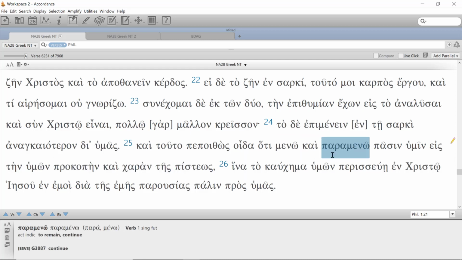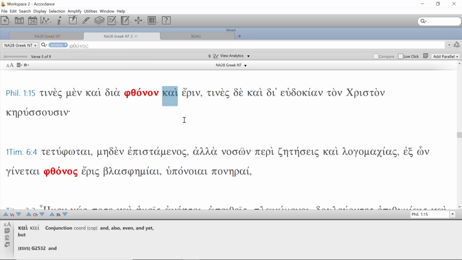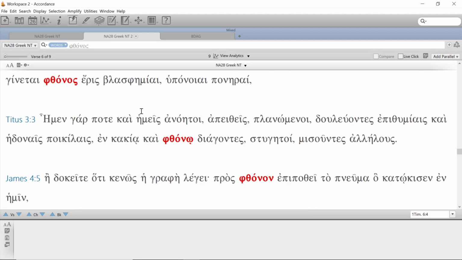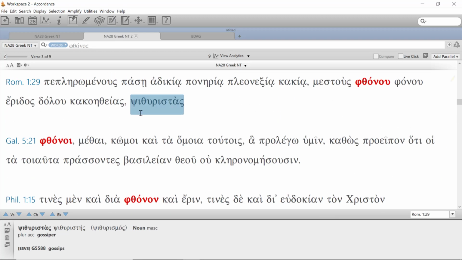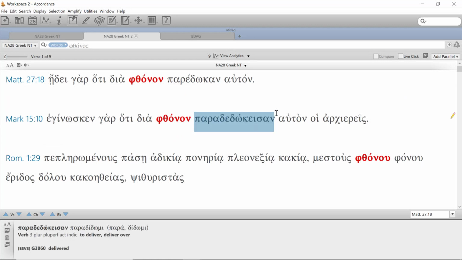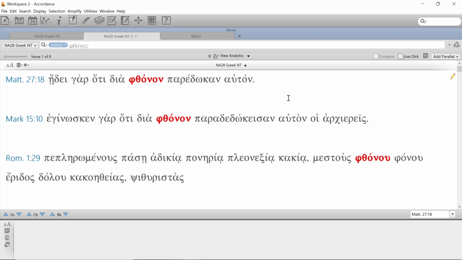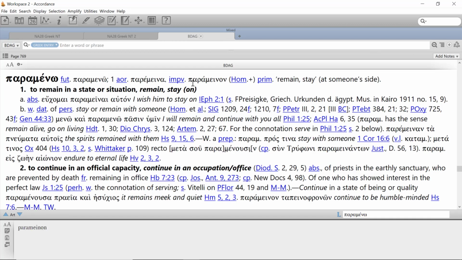This is another instance where it might be helpful to either do a word search like we did with phronein, the kind of search I did here, just searching for the word as it occurs in the New Testament. If you don't have a program like Accordance, you can order, I think through Amazon, an Englishman's Greek Concordance, which will do the same thing for you. Of course, a Bible program is a little faster and it gives you other capabilities which are very handy. But here what I've done is I've looked up in BDAG, parameno. And here it's defined as to remain in a state or situation, or to continue in an official capacity, continue in an occupation or office.